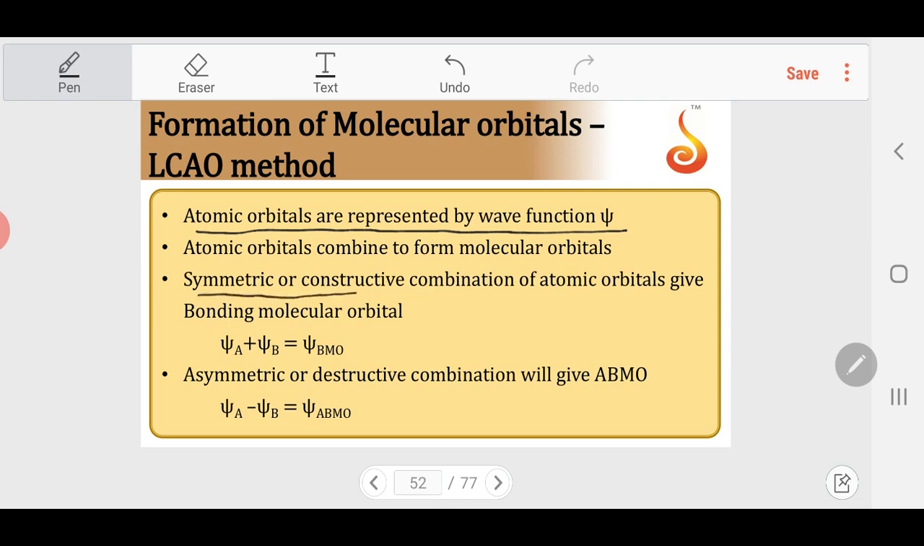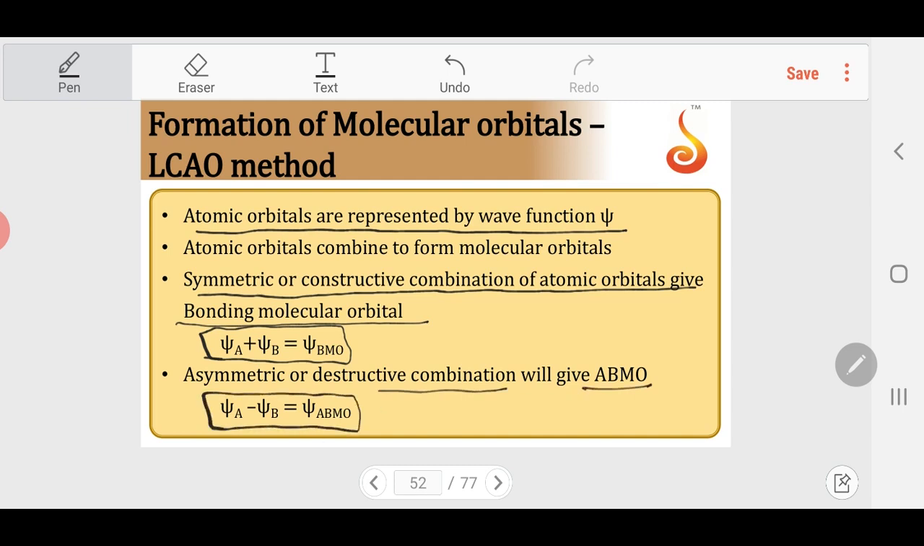Symmetric combination or constructive combination will always give bonding molecular orbitals. So psi A plus psi B, where A and B are 2 atoms forming a molecule, the wave function of A is psi A and the wave function of B is psi B. If I add psi A and psi B, I get the bonding molecular orbital, constructive overlapping. Asymmetric or destructive overlapping or combination will give ABMO, that is psi A minus psi B is the wave function of the anti-bonding molecular orbital. So in the linear combination of atomic orbitals, one is additive overlap, the other is subtractive overlap.